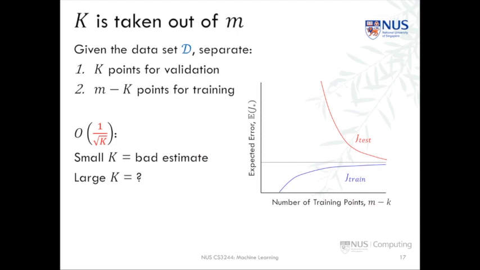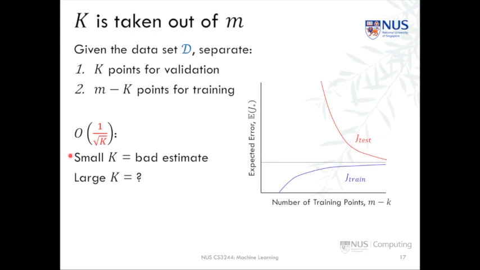So what we're going to do is subdivide our training data set into two parts. We're going to take one part and use it for the estimate of our test cost. And we're going to use the other part, the m minus k points, for the actual training of the algorithm that we're going to then evaluate using the validation set.